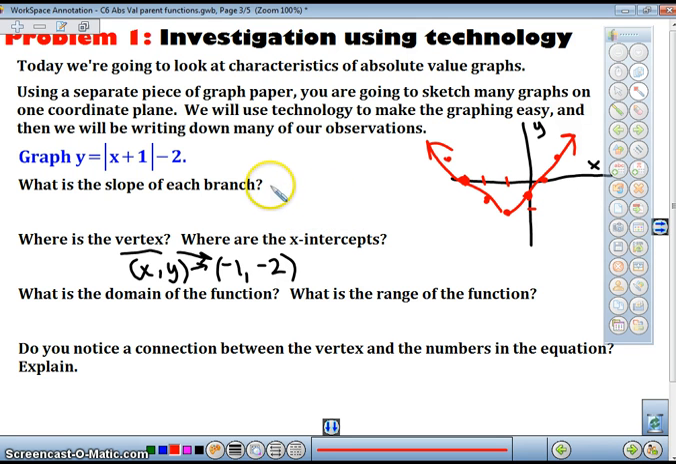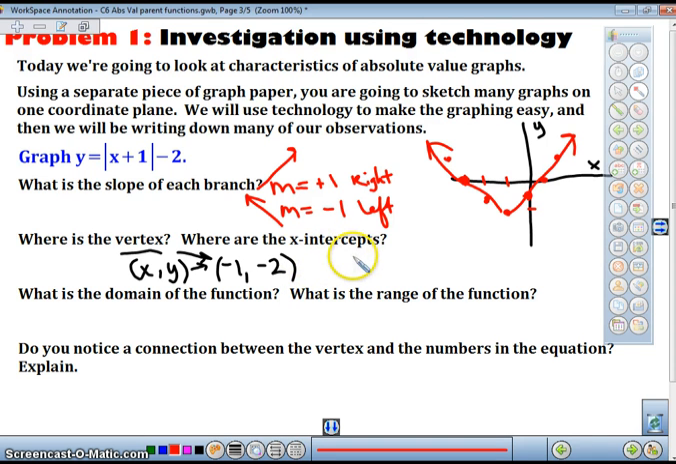So when we think about this, the slope of each branch, the one slope, is a +1, and that would be on the right side. That's a positive slope. And the slope on the other side will be a -1. That's our left side of our ray, if we look at that. So our +1 slope and our -1 slope. We now know the vertex.